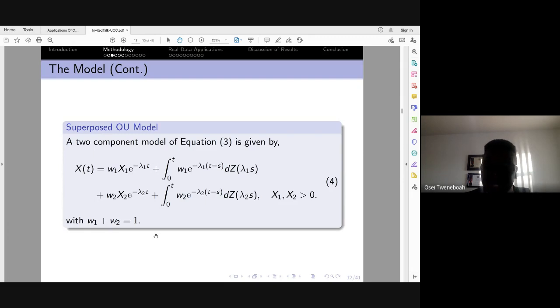Okay, so here we are looking at a 2-component model. For the 2-component model, we are looking at the sum of 2 independent OU processes. For these 2 OU processes, we have weights W1 and W2, and the weighted sum is 1, and each of these also follows the BDLP, which is the background driving Levy process. Because we are looking at the sum of 2 models, you notice that here we have 2 parameters, negative lambda 1 and negative lambda 2. And as usual, x1 and x2 correspond to the initial conditions. Since this is a strictly increasing process, the condition is that x1, x2 should be greater than 0.